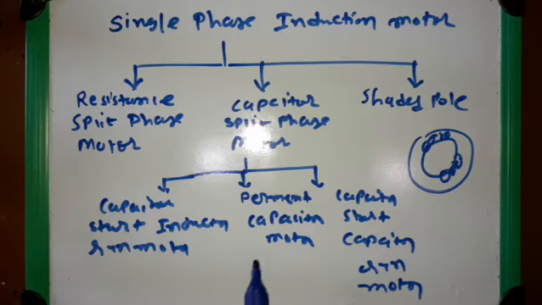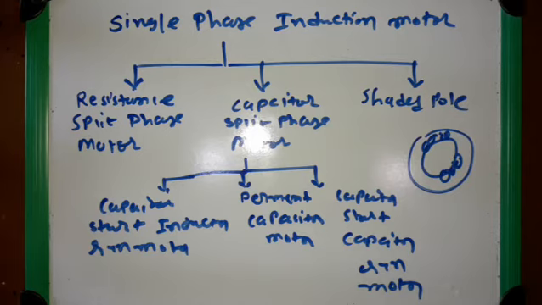Now the second one is the permanent capacitor type motor. In this type of motor, the construction is the same as the capacitor start induction run motor, but the capacitor is connected permanently, and in the running condition the capacitor is also there. This type of motor is generally used in ceiling or table fans, because it has a low value of torque.